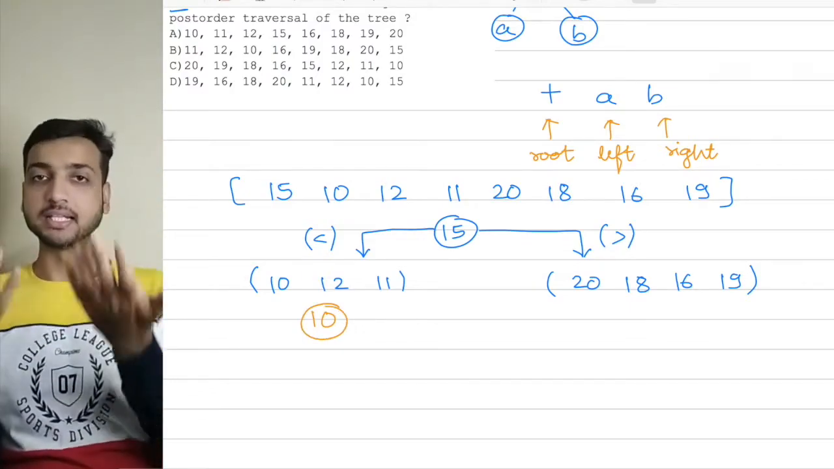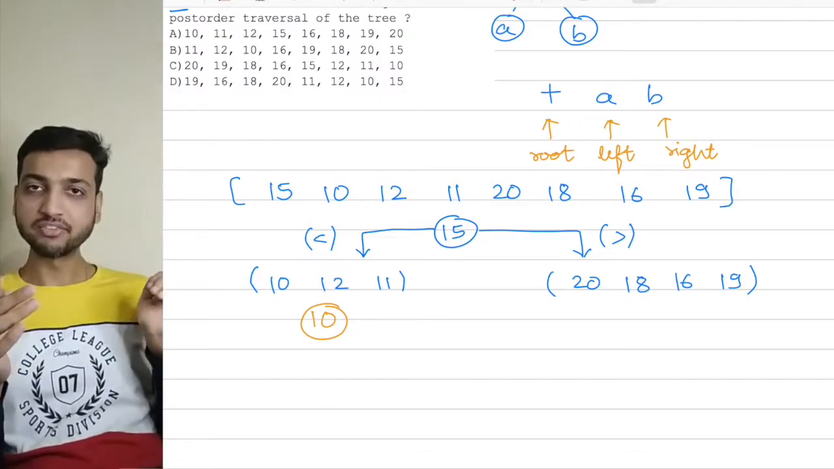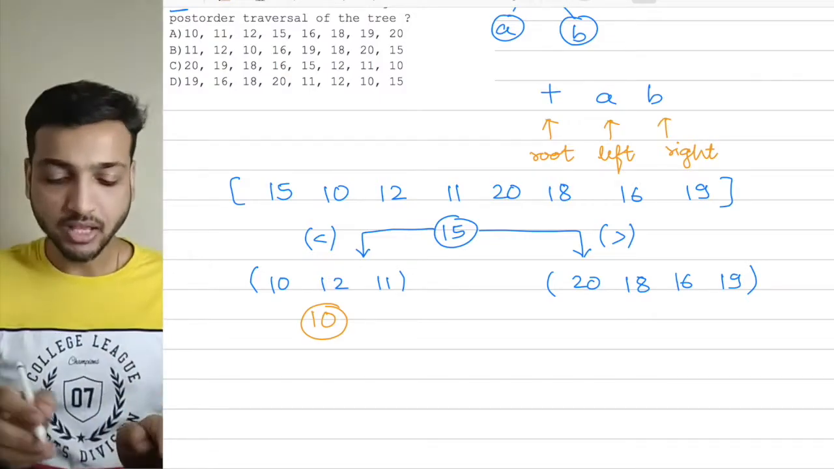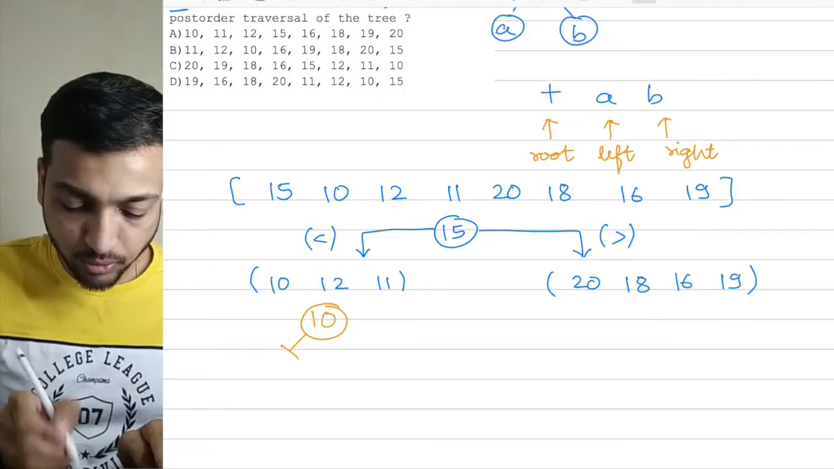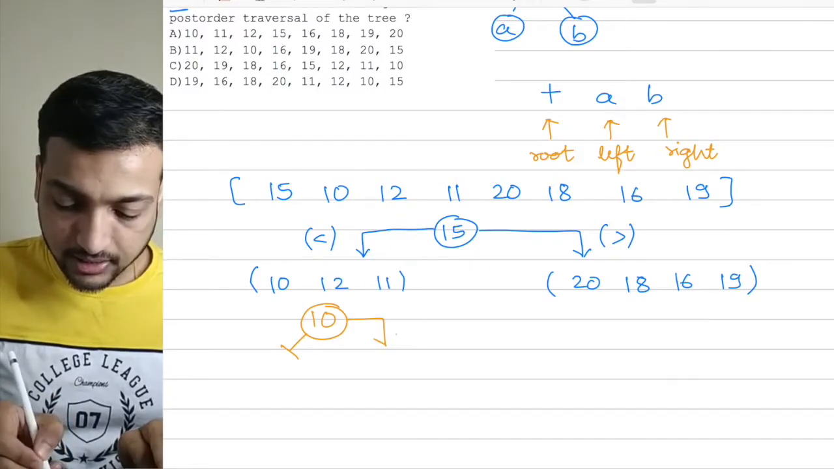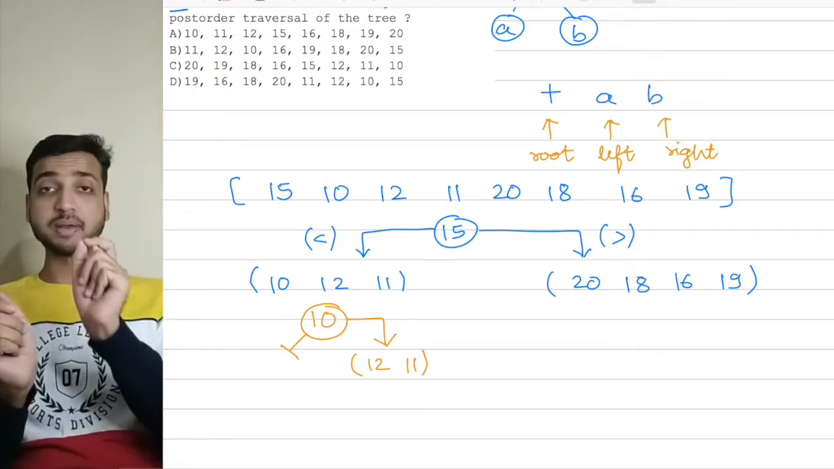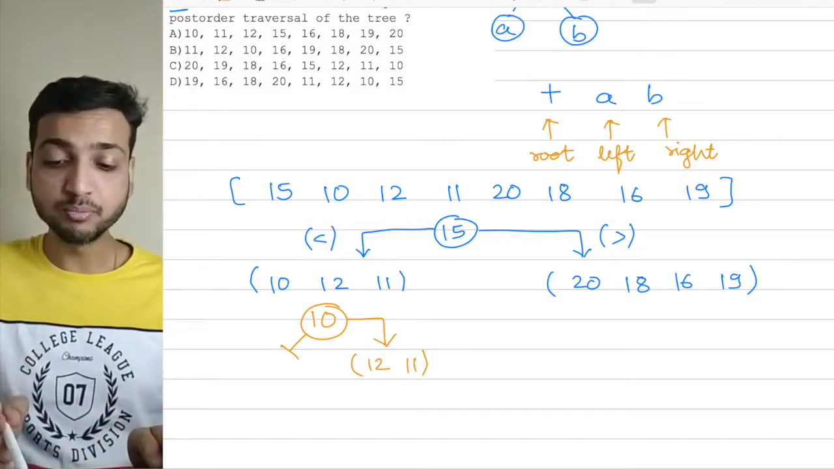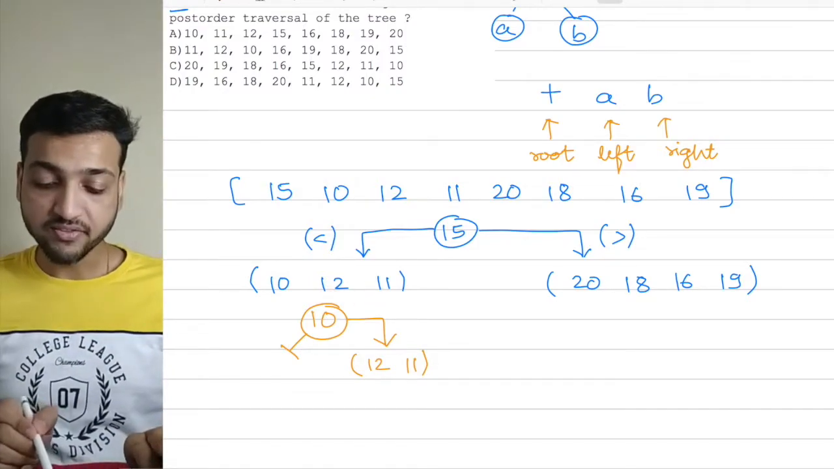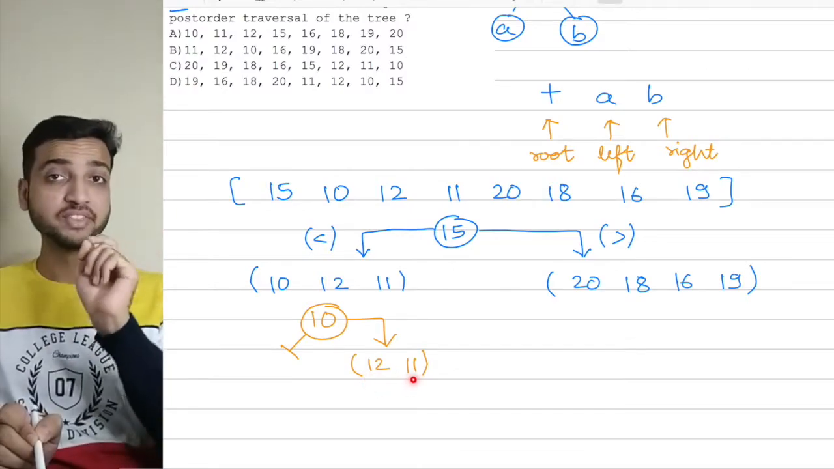And since it's a binary search tree, less than 10 to the left, greater than 10 to the right. So there's nothing less than 10 here, so I'm going to make it null. And greater than 10 is, we have two numbers, 12 and 11. So the sequence matters. 12 and 11 is the input sequence here. So the same way we have to write it. Don't mess up with the sequence.